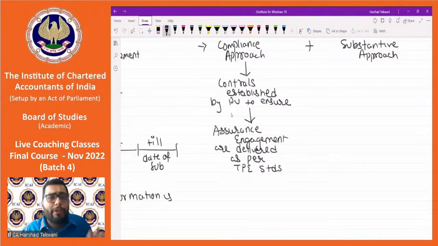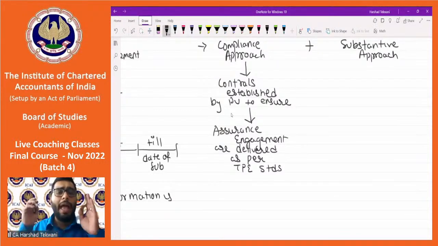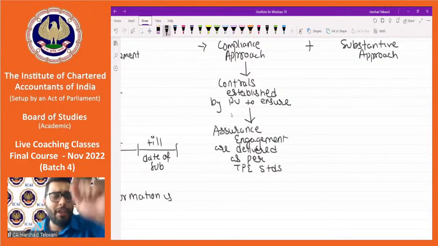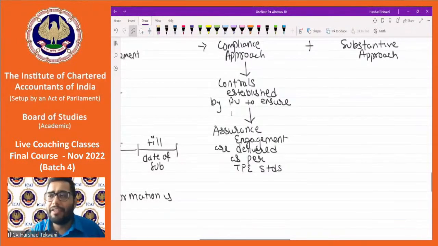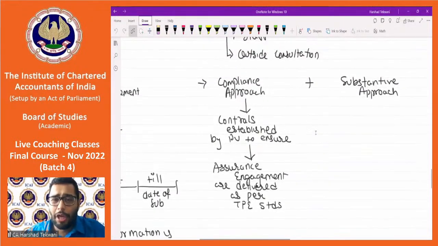So these are not the controls of the entity. These are not controls on the financial reporting, but these are the controls established by the practice unit to ensure that the assurance engagements are delivered as per the technical, professional and ethical standards. Again, these are not the controls of the sample that we have selected. So for example, we have selected the sample of ABC Limited. I'm not talking about the control of ABC Limited, I'm not talking about the control over the financial reporting, but I'm talking about the controls which are established by the practice unit to ensure assurance engagements are delivered as per the TPE standards. Clear? This is the compliance approach I'm talking about.